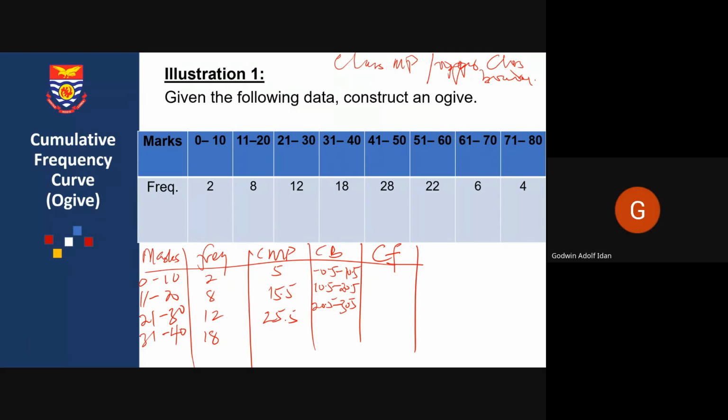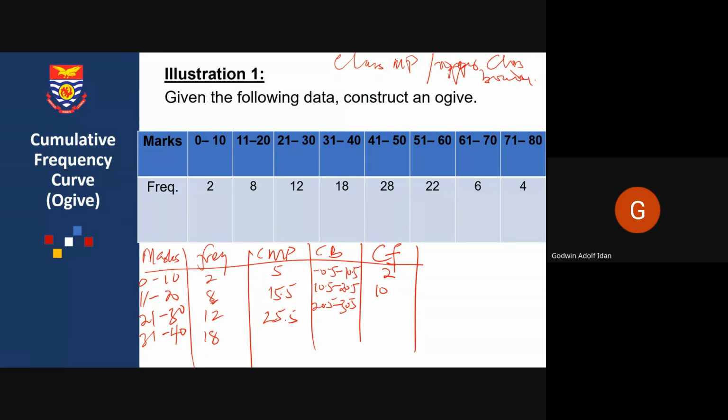Now let's look at the cumulative frequency. For the cumulative frequency, we're saying that we're adding on the frequencies as we move through the various classes. So for the first class, its frequency is 2. And because we don't have any other frequency before it, we maintain the 2. But as we move to the second class, the frequency is 8. So we add the 8 to the latest cumulative frequency of 2, and that gives us 10.